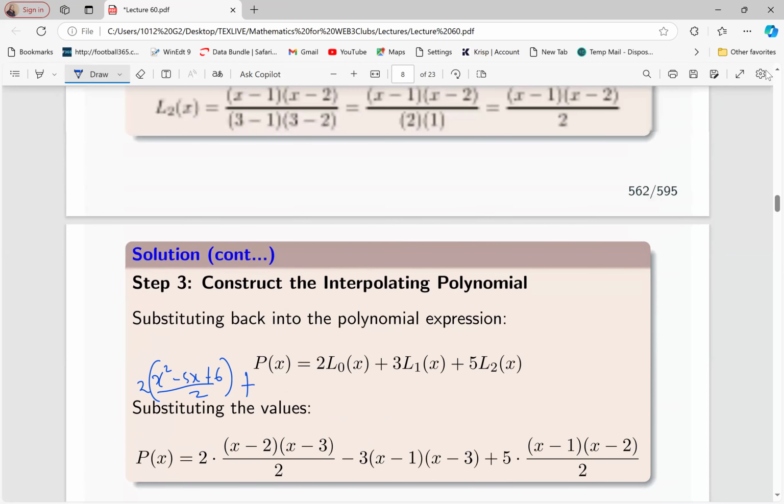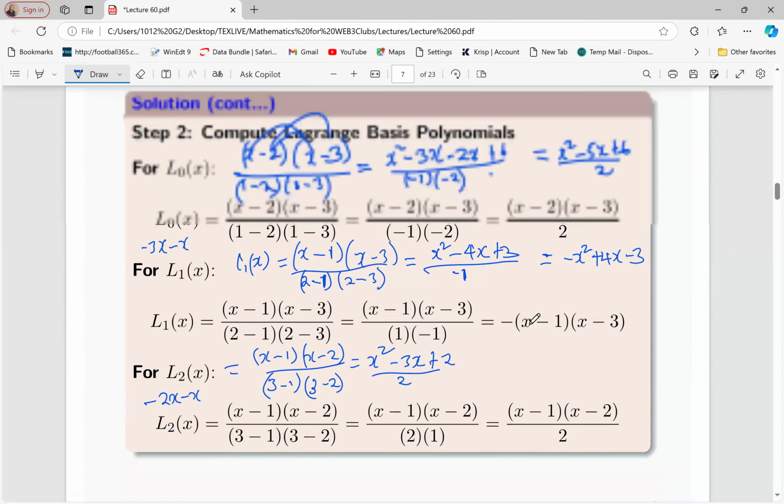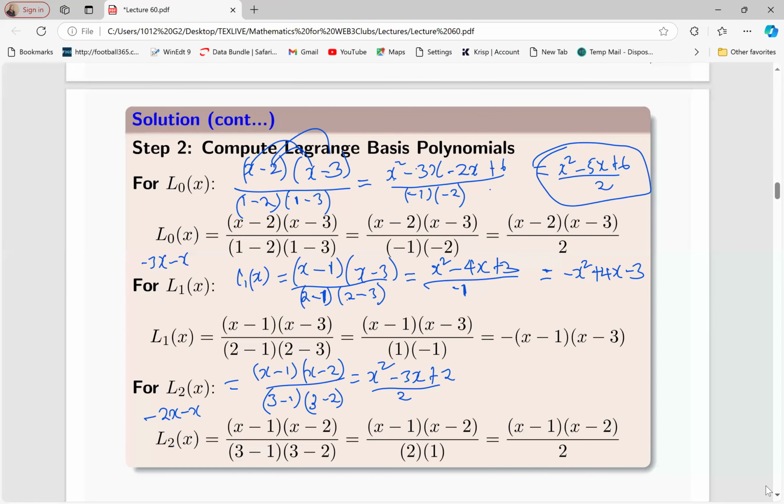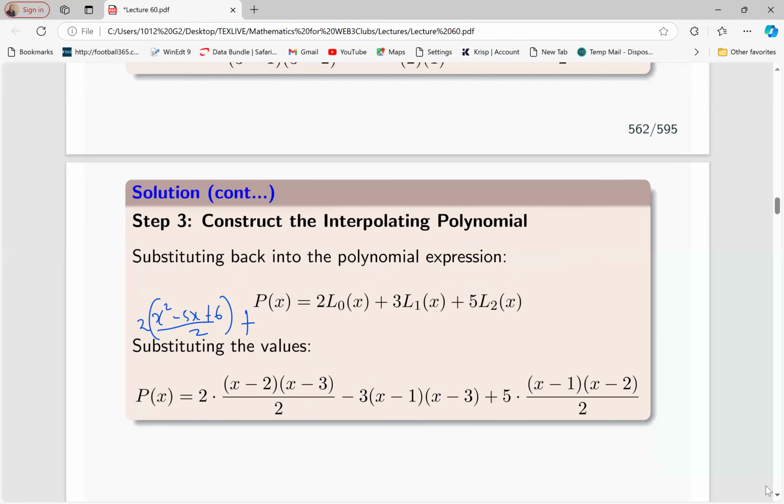It was already simplified. Oh, it is negative x squared plus 4x, then minus 3. I don't know whether I remember. Negative x squared plus 4x, there was a minus 3. Then the y value is 3.